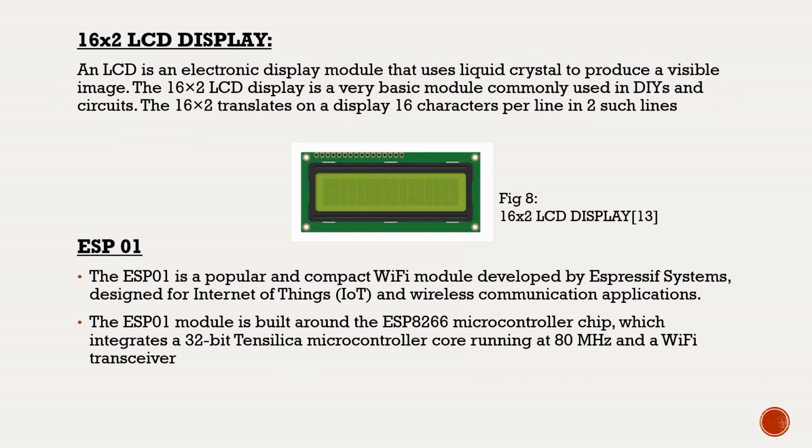Next one we are going to is the 16 by 2 LCD display. An LCD is an electronic display module that uses liquid crystal to produce a visible image. The 16 by 2 LCD display is a very basic module commonly used in circuits. 16 by 2 translates to a display of 16 characters per line in 2 such lines.